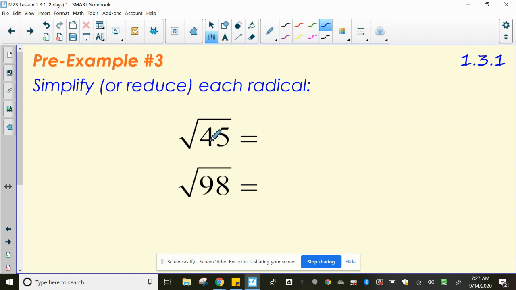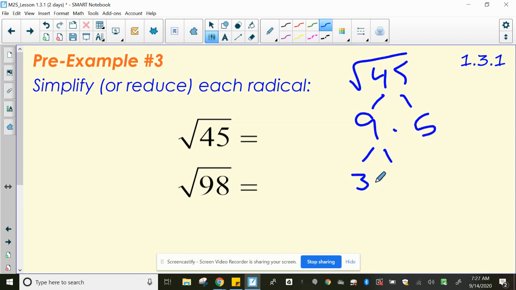Okay, let's see how we did. I'm going to give myself more room. So square root of 45, start with that one. Well, I could break that down to 9 times 5. And I could go further, 3 times 3. Now I have my pair. So square root of 45, that would be 3 root 5.